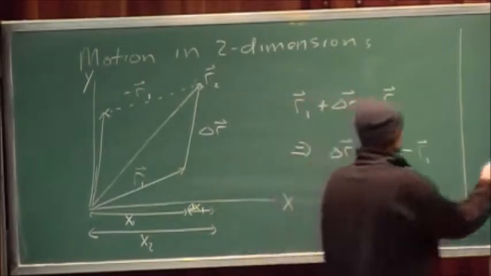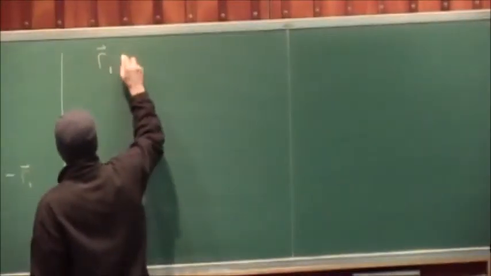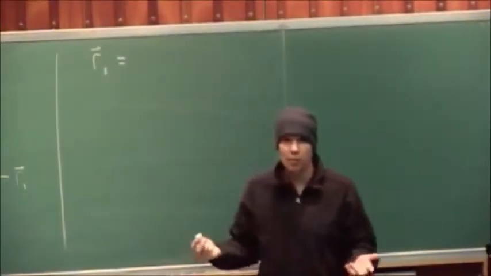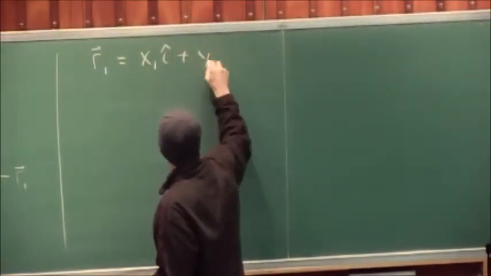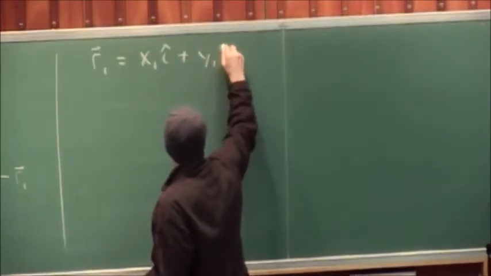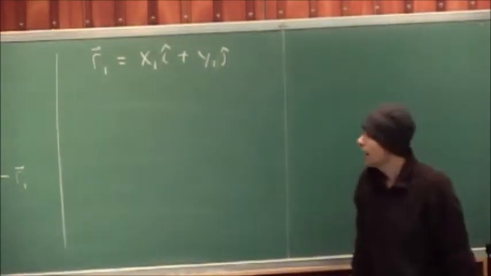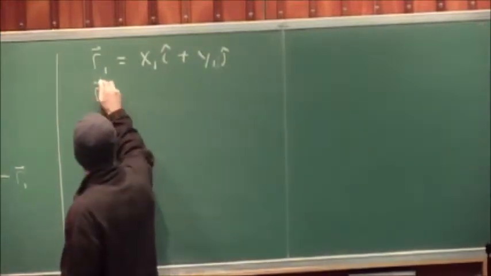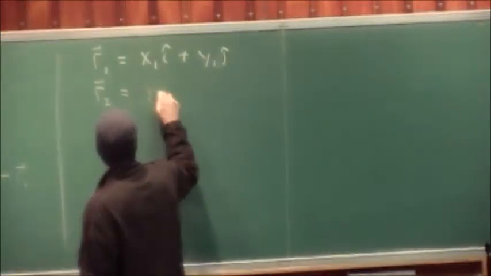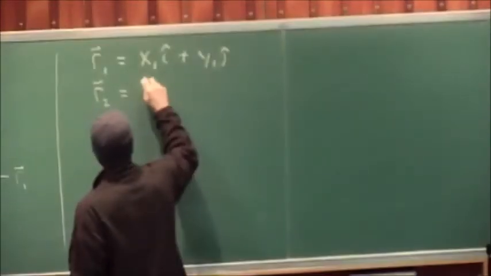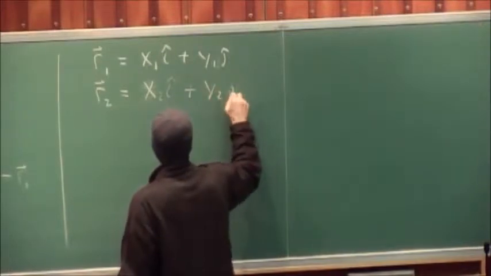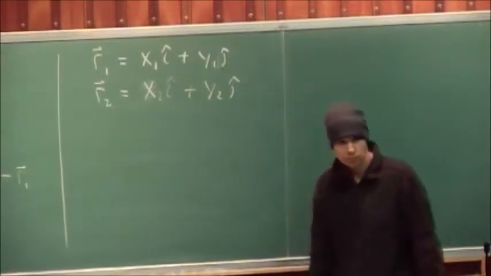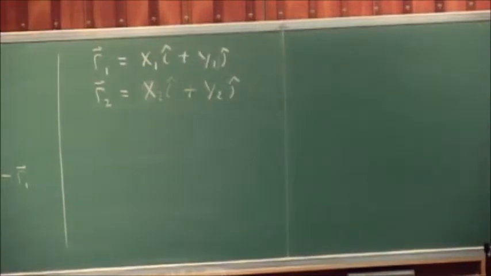Okay, so now let's write what R1 is. In the vector notation that we're using here, we say that R1 is equal to x1 i hat plus y1 j hat, and that R2 is equal to x2 i hat plus y2 j hat. So what is delta R then, writing it in this notation?